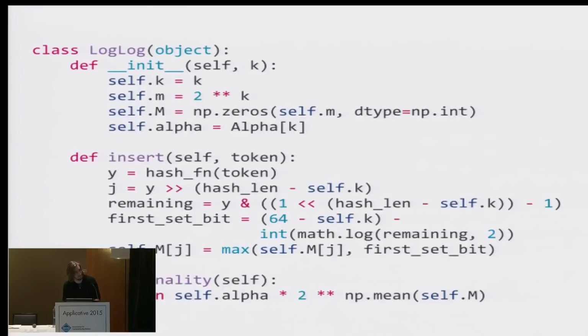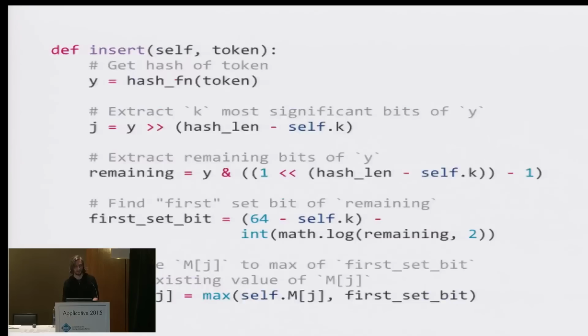So that's actually a complete implementation of LogLog. It's a really straightforward algorithm. It's about 15 lines of code. So if we walk through it really quick. When we're inserting a token, we first hash it, we stick that in Y. We extract the k most significant bits, right? Set that aside. Then we extract the remaining bits, right? And then we find the first set bit of remaining, right? And then we index into a list of buckets, which is M. And if the number of zeros that we have seen and stored in that bucket in the past is less than the one that we just saw, we increase it, right?